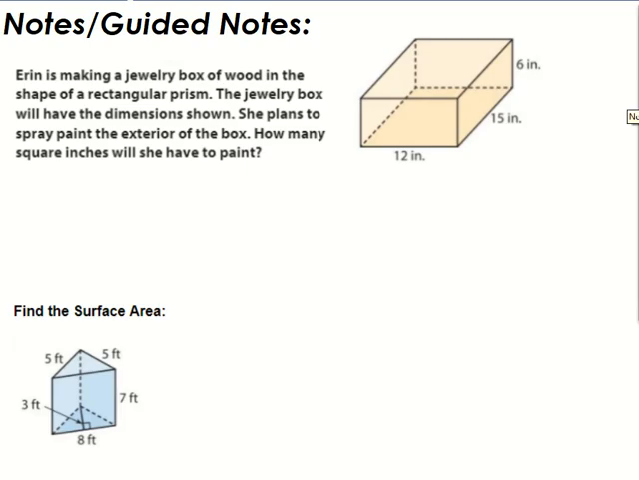So Erin is making a jewelry box of wood in the shape of a rectangular prism. The jewelry box will have the dimensions shown. She plans to spray paint the exterior of the box. So that's the surface area, right? Just the outside of it. How many square inches will she have to paint? So we have our box.